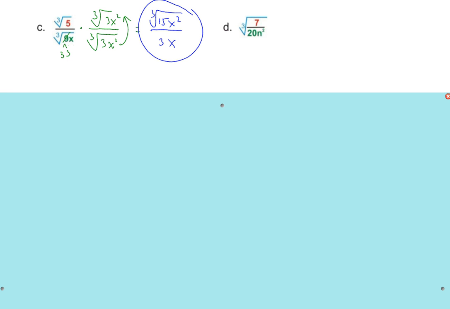All right, D's a little unique. So again, we'll split it up. Cube root of 7 over the cube root of 20n squared. And now we'll rationalize. Cube root of 7 over the cube root of 20n squared. Right, I just split it up. Now, how would you rationalize that one? How would you rationalize that?